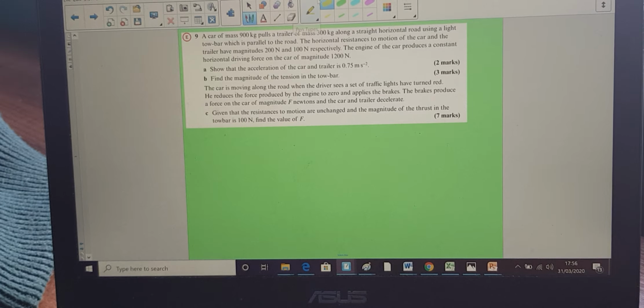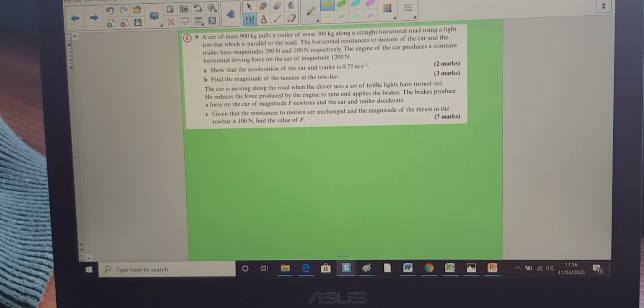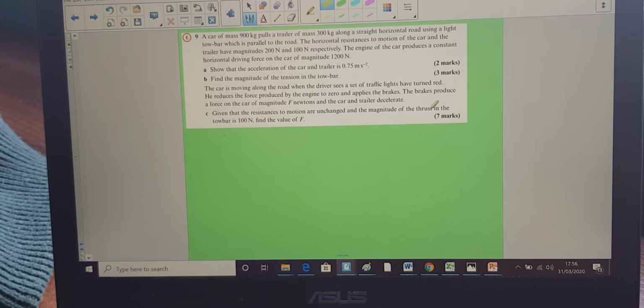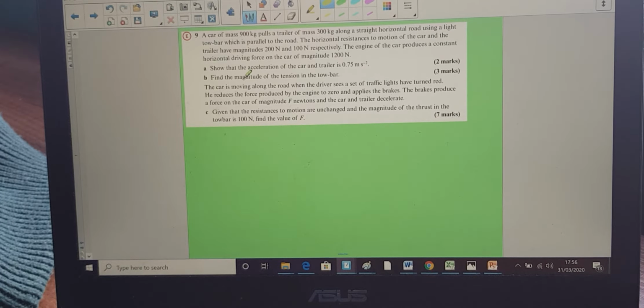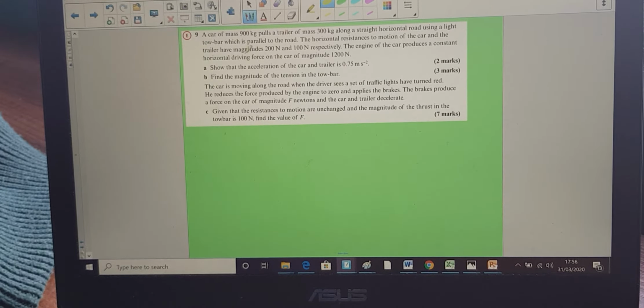Okay, here we go for exercise 10E question 9. Part C is obviously very difficult. You know it's difficult because it's got 7 marks on it. I'm going to go through parts A and B in quite a lot of detail because that's going to help us with part C if we understand that fully.